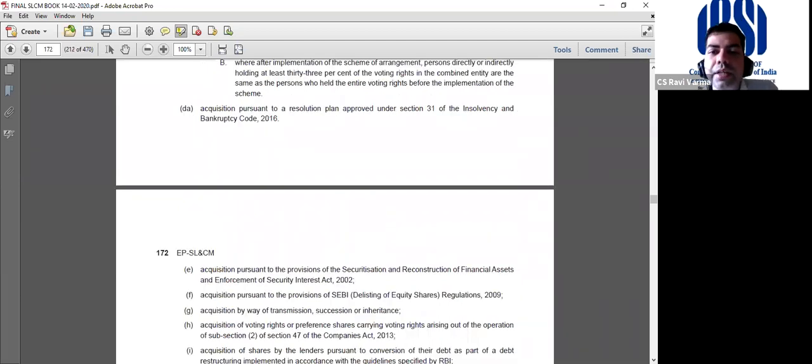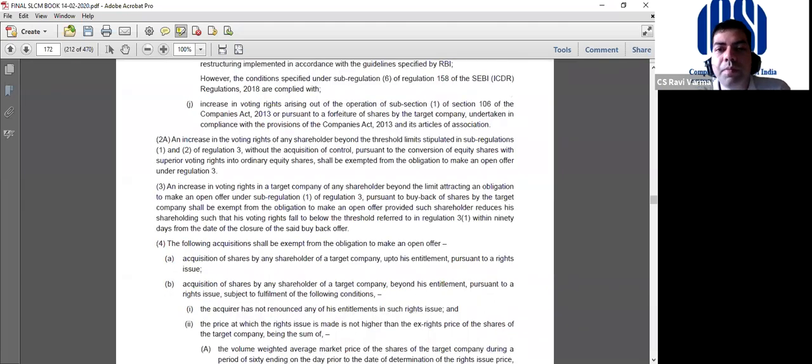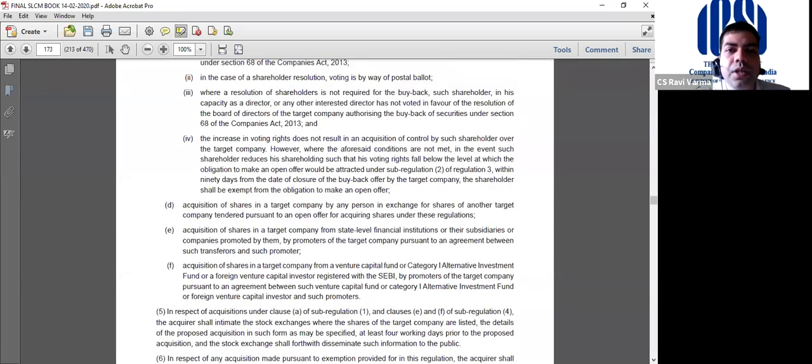One more interesting exemption is there. Say, for example, there is an acquisition pursuant to a resolution plan under the IBC. You all know the IBC code? If you don't know, just know the IBC code in brief. IBC is the Insolvency and Bankruptcy Code, which says if a company is not able to repay its money or debt, then the company needs to frame a resolution plan as approved by the NCLT. And NCLT will say, because you can't give the money, you give the shares to those people. So when the shares are issued under the resolution plan, then also the takeover code will not apply. So these are the exemptions you should understand or learn.